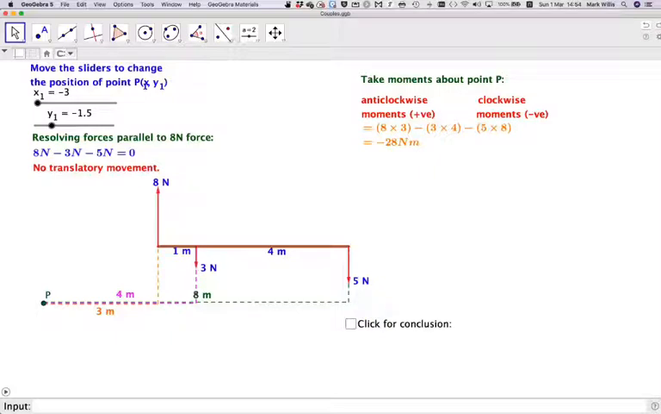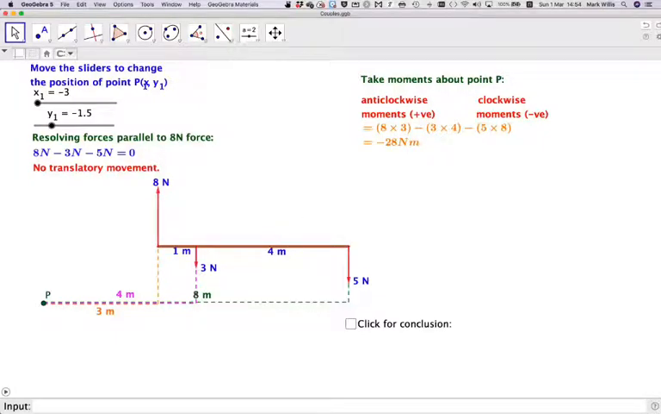Now, if I resolve these forces parallel to the 8 newton, I say parallel rather than vertically or horizontally because this plank could be at this angle or it could be vertical. If I resolve them parallel to one of the forces, then 8 minus 3 newtons minus 5 newtons gives 0. That means there's no translationary movement. That means there's no movement this way, or if it was at this angle, there'd be no movement this way, or if it was vertical, there'd be no movement this way.